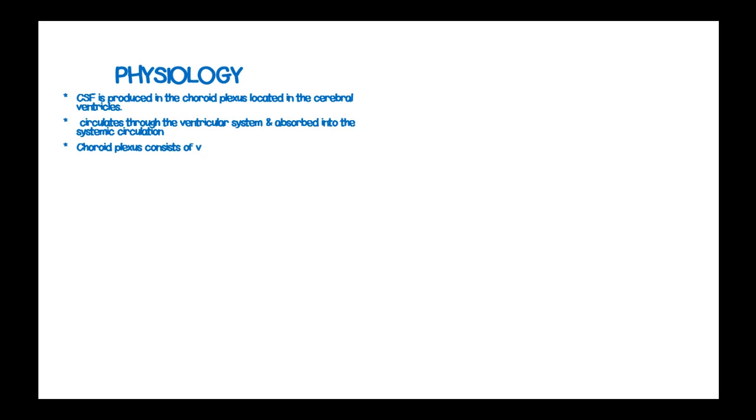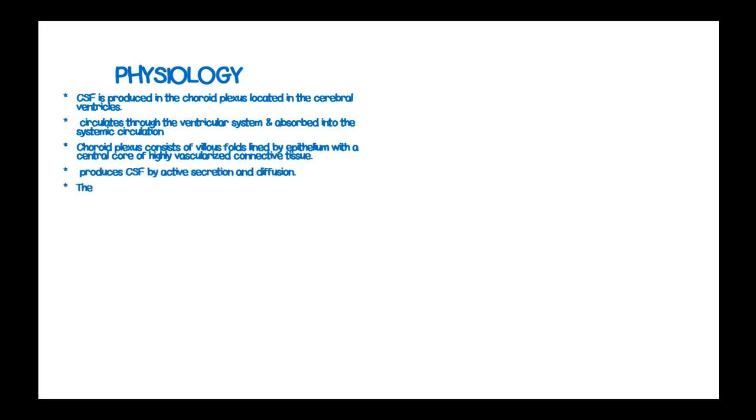In normal physiology, the CSF is produced in the choroid plexus that are located in the cerebral ventricles, circulates through the ventricular system, and is absorbed into the systemic circulation. Choroid plexus consists of villous folds that are lined by the epithelium with a central core of a highly vascularized connective tissue. It produces CSF by active secretion and diffusion.